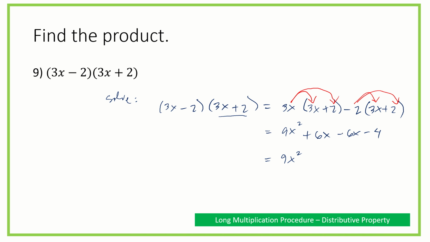But the operation is a minus, or a negative. 6 plus negative 6 is just a 0. So in other words, this part in here, I will highlight it, will become 0. So what is left would just be 9x squared minus 4. And that's our final answer.